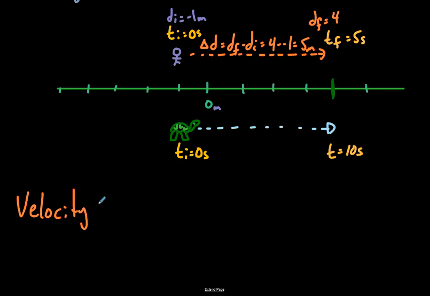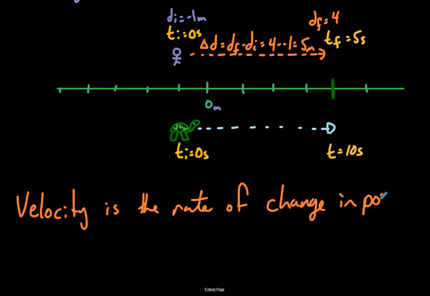With velocity, it's the same idea. It's just that there's a direction attached. So both of these objects are moving positively. We could change it to negatively in a moment here, but velocity is the rate of change in position. Okay, and we define the change in position, right? What do we call a change in position? A displacement, right? A displacement.